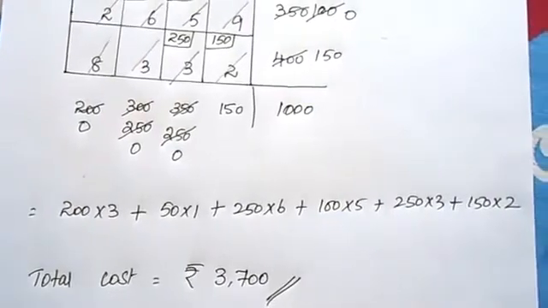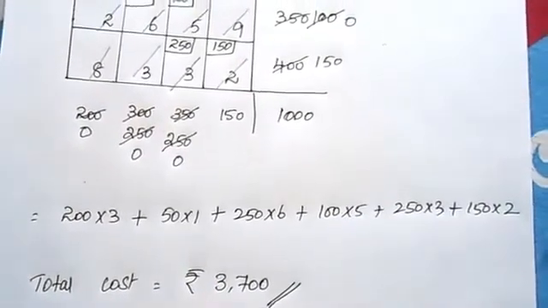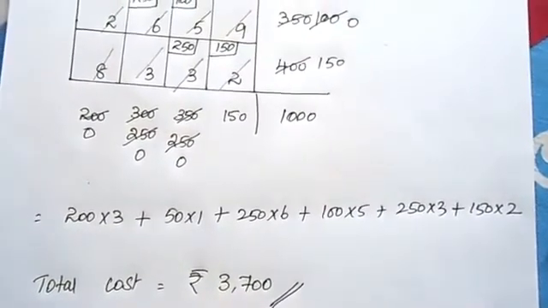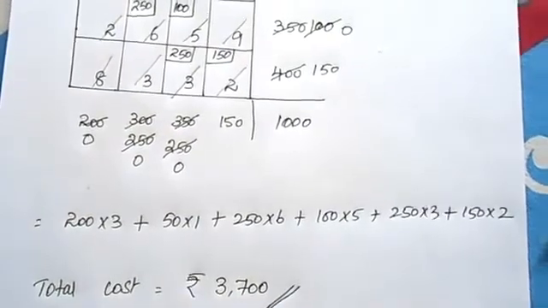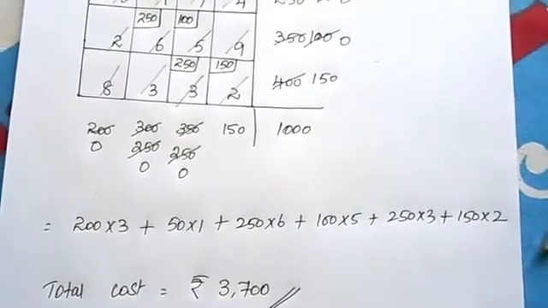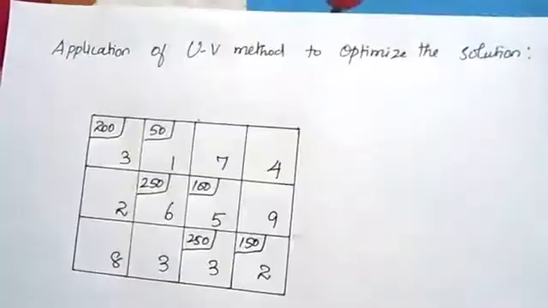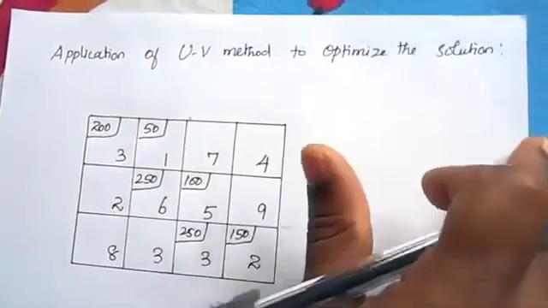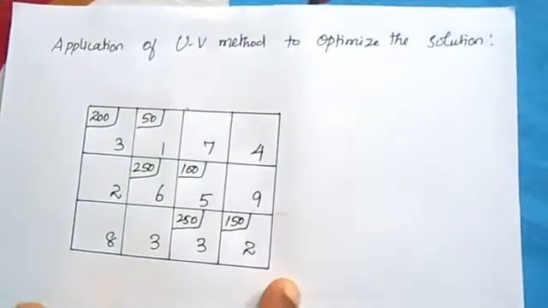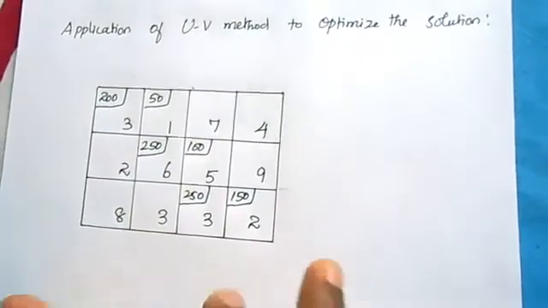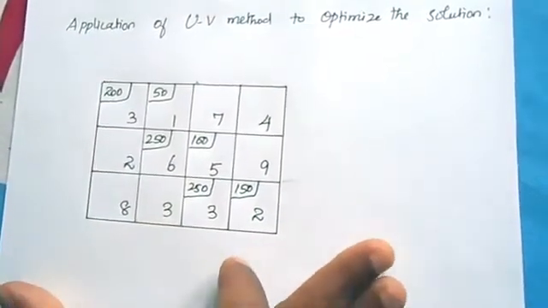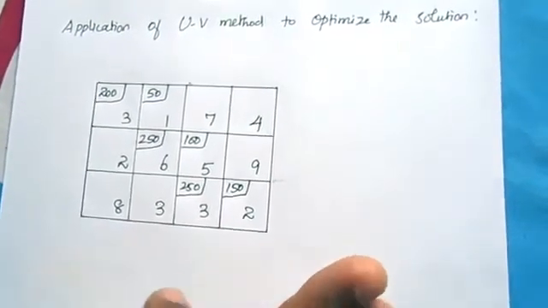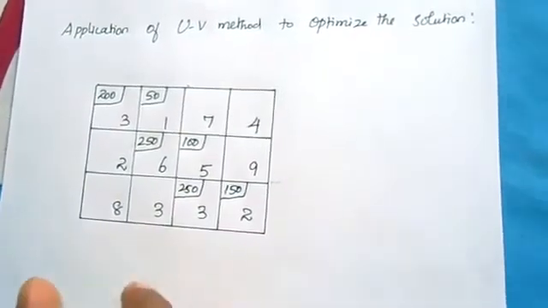We have got the solution, that is the initial basic feasible solution using the northwest corner cell. So this is the total cost of transportation according to the northwest corner cell. Now we need to find the optimality. We have to check the optimality after finding this solution. Now let us see the second phase, that is the application of the UV method to optimize the solution. So this is the solution we have obtained by using the northwest corner rule. After finding the initial basic feasible solution, now we need to apply the UV method to check or find the optimization for the same solution.